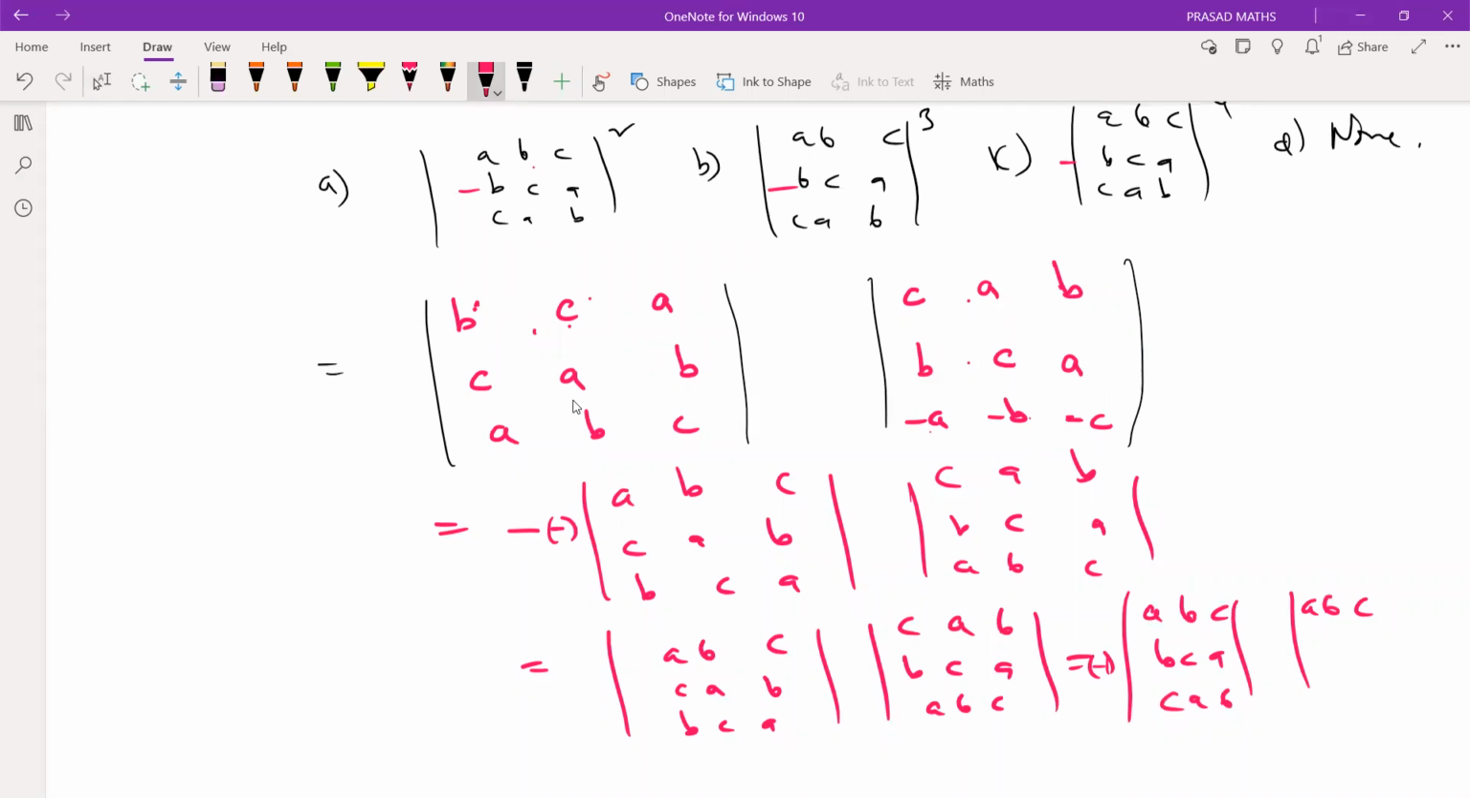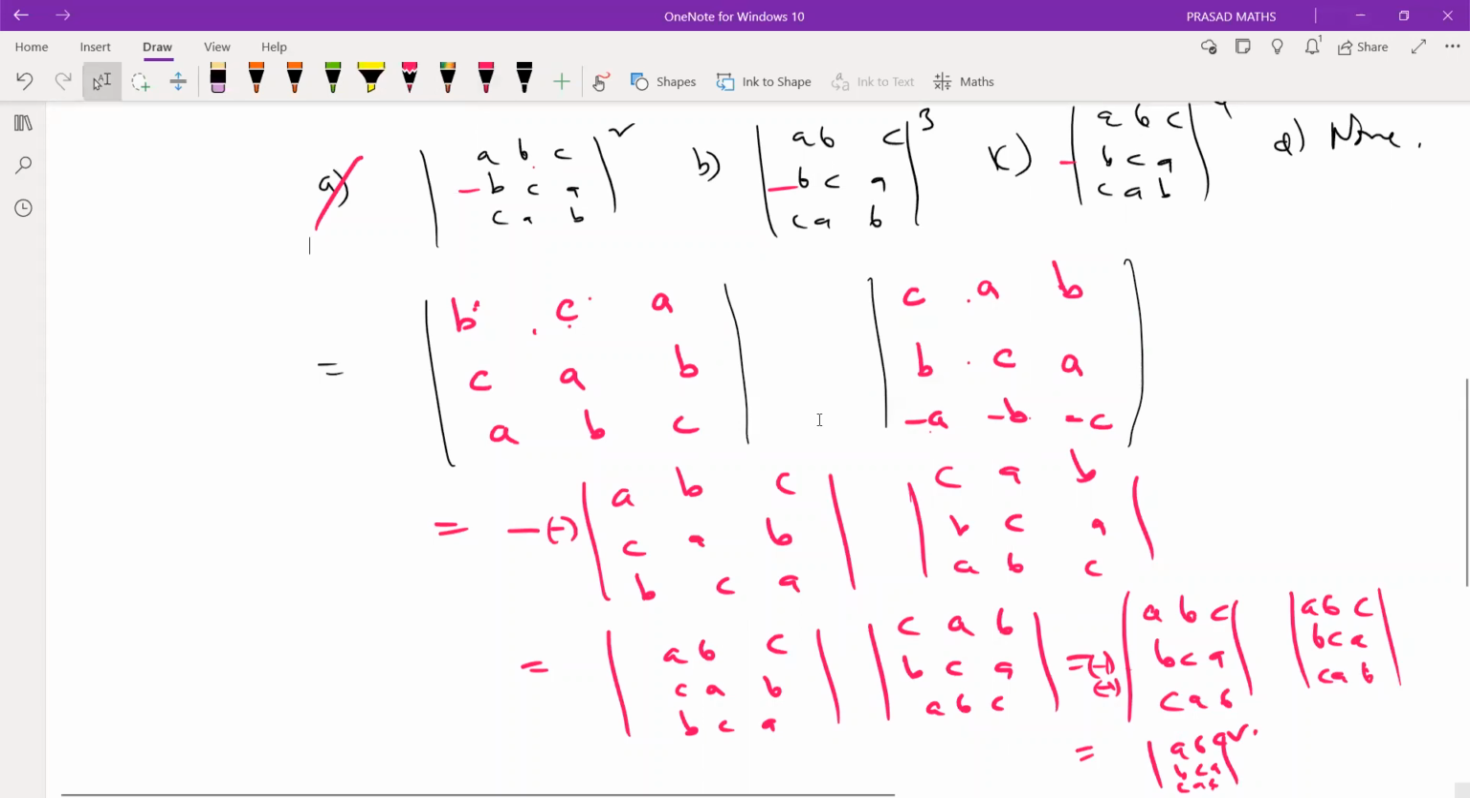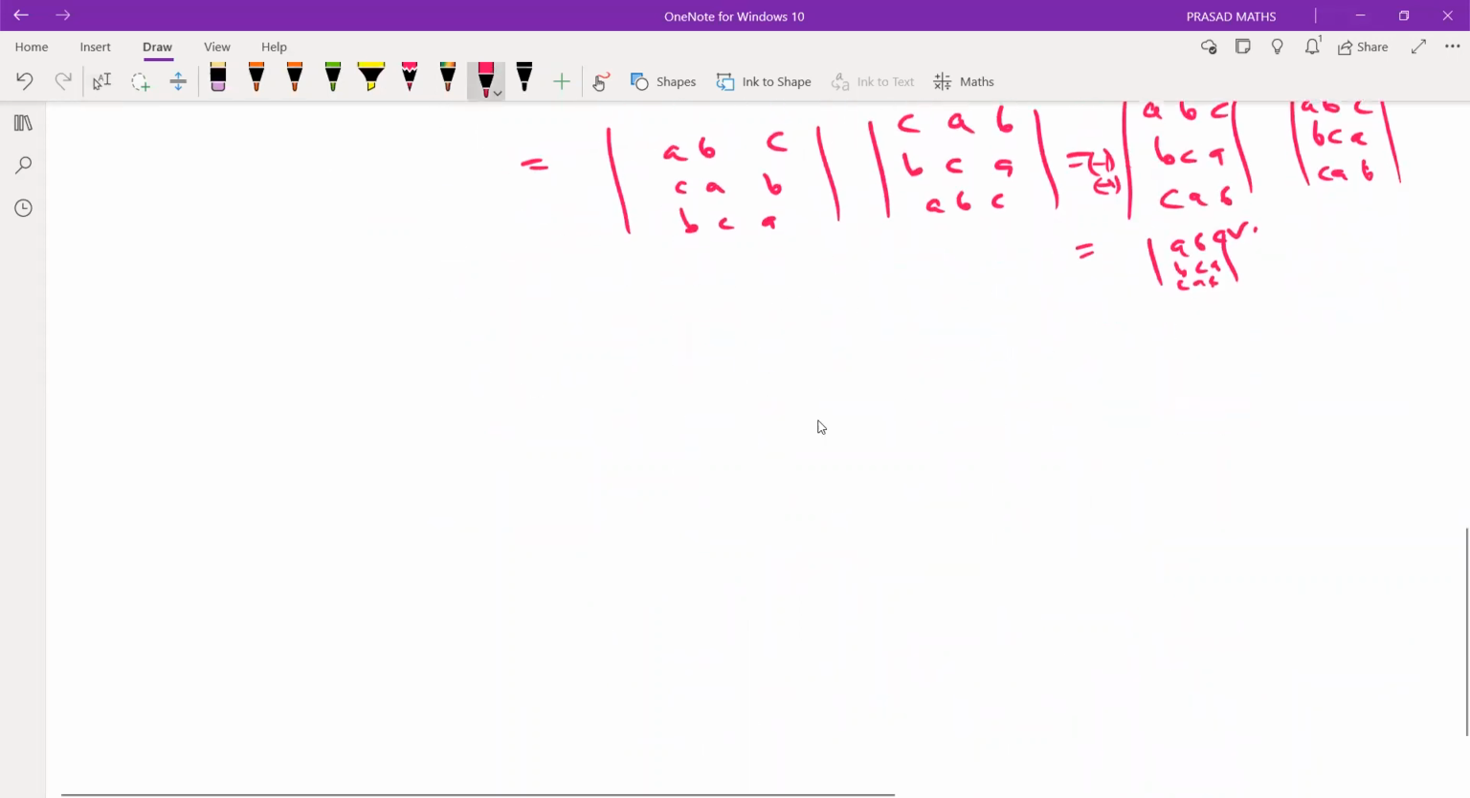Next, BCA as it is. Next, CAB. Right? BC, ABC, BCA, CAB. Therefore, this is also an interchange, so minus is there. Therefore, what you are going to get is BCA, ABC, CAB whole square. Therefore, you get the answer. Right? So this way is very important and useful to compute determinants. Okay, let us give one more example.